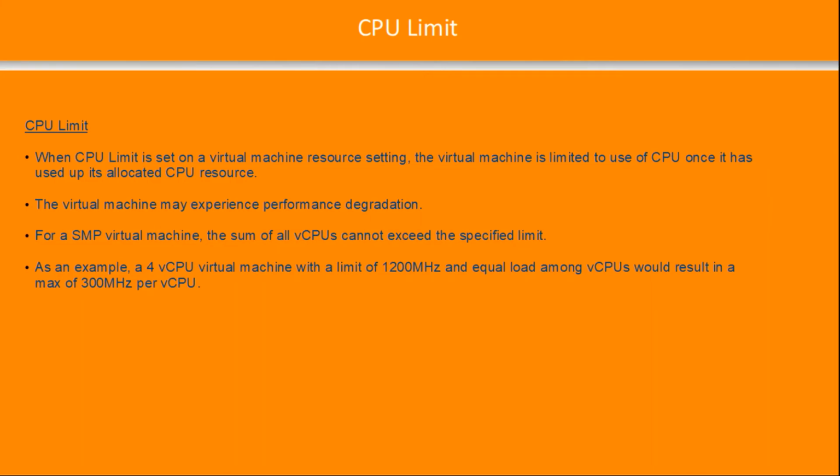For an SMP virtual machine, the sum of all vCPUs cannot exceed the specified limit. As an example, if we have a 4 vCPU virtual machine with the limit established at 1200 MHz and there's equal load sharing, this would result in a maximum of 300 MHz per virtual CPU. Once each virtual CPU has used up its allocation, it has to wait and cannot be allocated more. So use CPU limit only when you have a very valid use case.